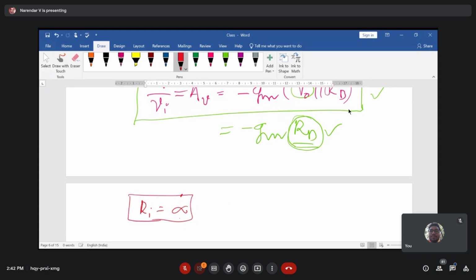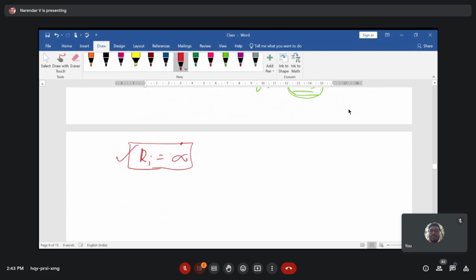Which makes the input resistance of your circuitry infinite. For an amplifier, you require the input resistance to be as high as possible, close to infinite, and the output resistance must be as low as possible to drive larger loads. Right? So we calculated the gain and input resistance, now we try to calculate the output resistance.